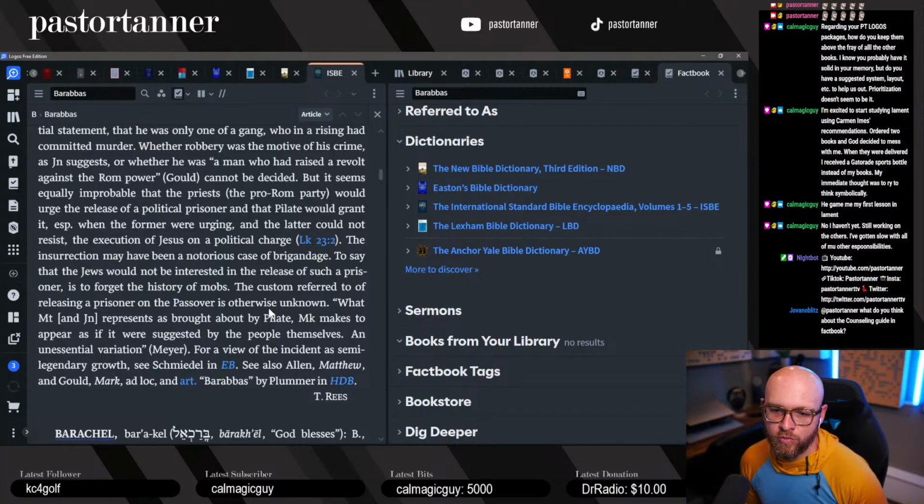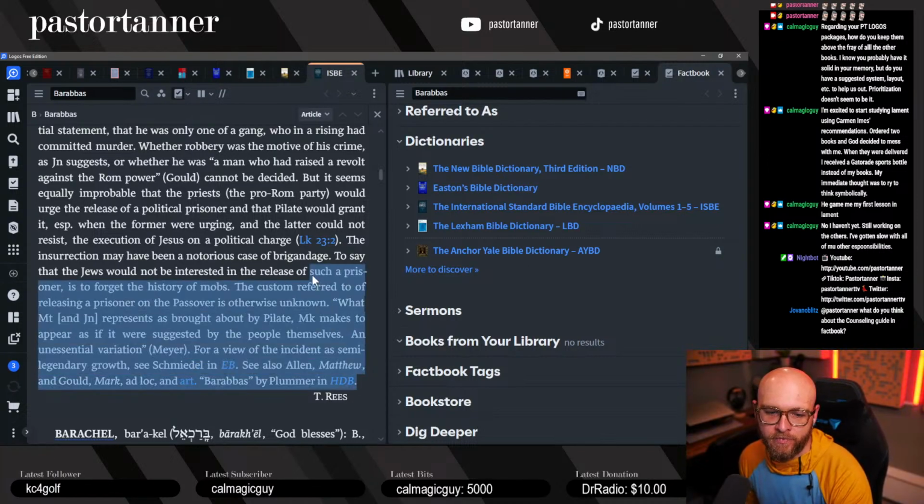To say that the Jews would not be interested in the release of such a prisoner is to forget the history of mobs. The custom referred to, of the releasing of a prisoner at Passover, is otherwise unknown. What Matthew and John represent as brought about by Pilate, Mark makes to appear as if it was suggested by the people themselves, an unessential variation, Meyer. For a view of the incident as semi-legendary growth, see Schmiedel, also Allen, Matthew, and Gould, Mark, etc.